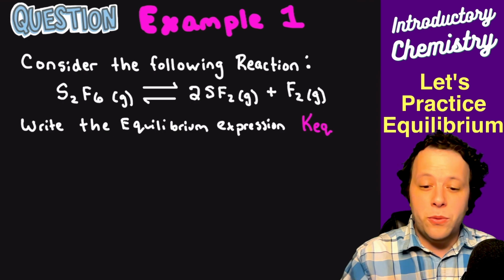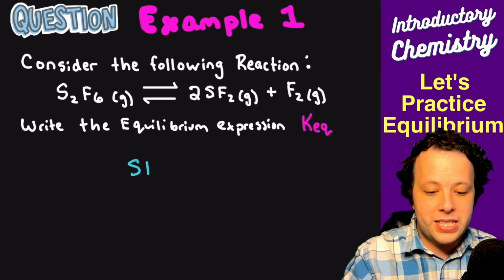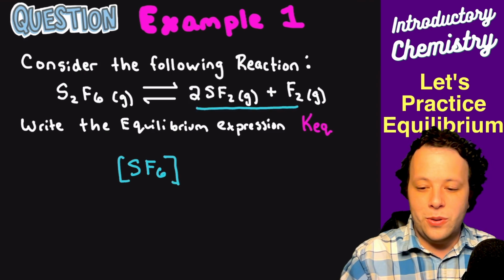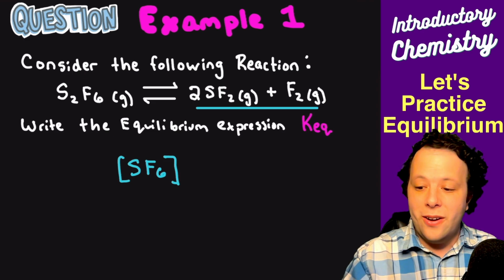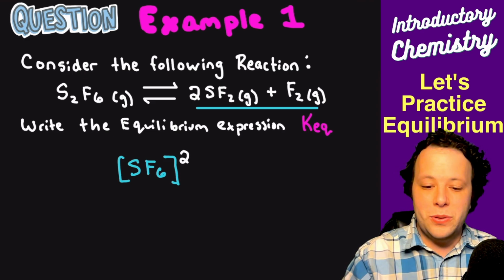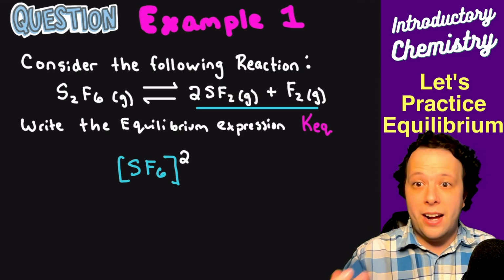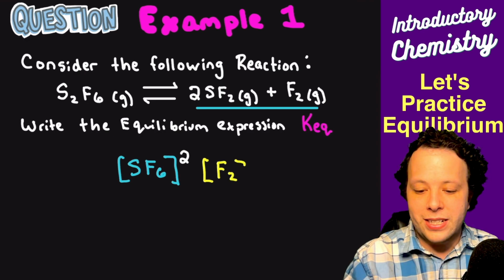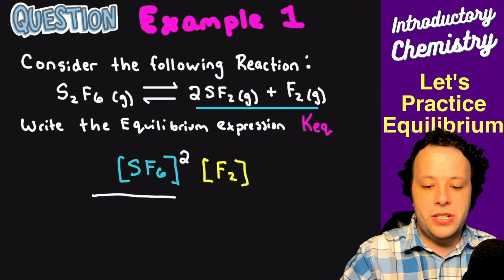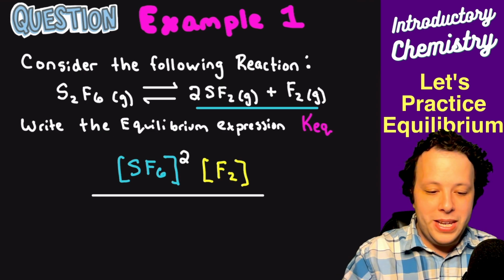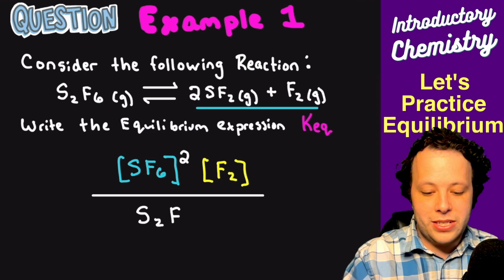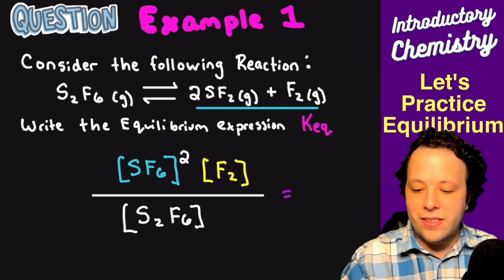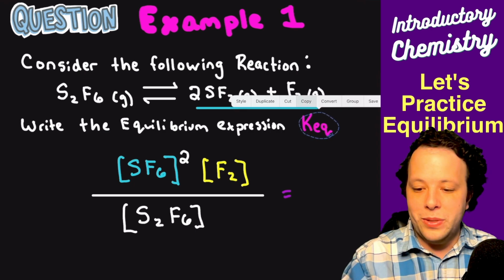So when these are made, what we're going to be doing is we will take our products and put them over our reactants. So being like SF6 on the right hand side, notice how it has a power of 2 for its coefficient, so we are going to put that outside of the brackets. And then we have fluorine on the right hand side too. That one does not have a coefficient, so we do not need to write it. And then we have our reactants as well. So it's S2F6, and we will put that inside of brackets. And then this entire thing is going to be equal to KEQ, which is what we were trying to solve in the problem.